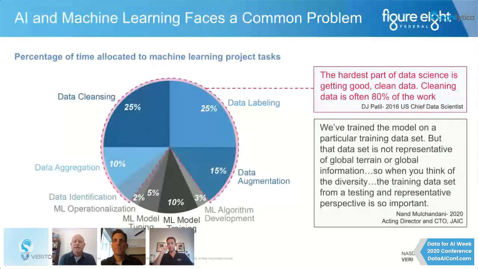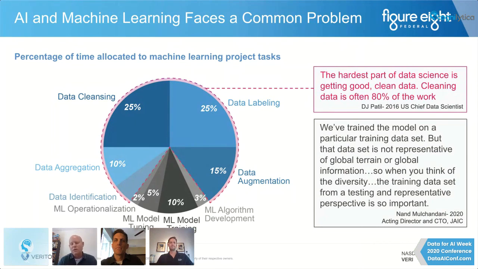They're incredibly data hungry. And DJ Patil, the former US chief data scientist, has a great quote about this, which says the hardest part of data science is getting good, clean data. Cleaning data is often 80% of the work. And if you look at the left, on the bottom left with data identification, all the way to data augmentation, you add those numbers up, it equals 80%. This is a core problem that every data scientist runs into: how do I get good, quality training data that I can use to train my models, and how am I ensuring that that data is auditable?